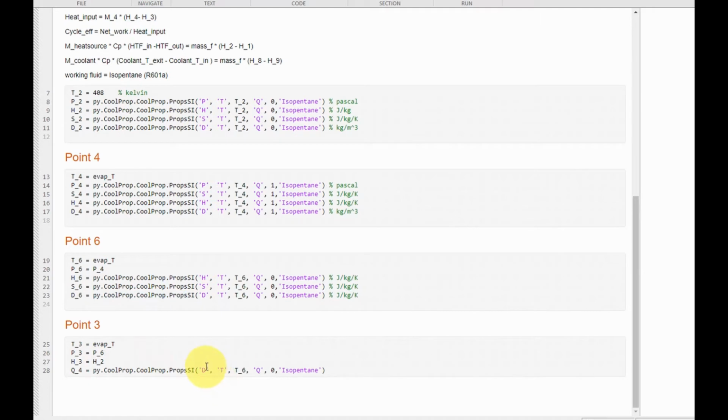One thing I need to change here is because I'm looking for the quality of the fluid, I could call this Q. Sorry, this should be Q3, I beg your pardon. Because I know what the enthalpy at point 3 is, I could specify the enthalpy and then I can call this H underscore 3. And then I can use the pressure since I know the pressure at that point.